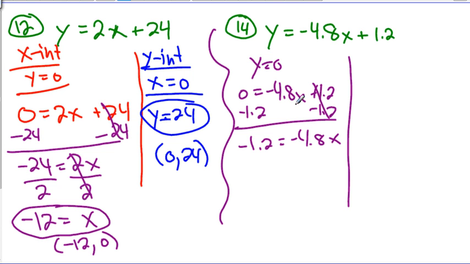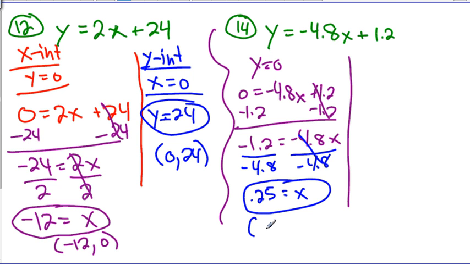Okay, now I'm going to get x by itself. I'm going to undo multiplication by division. Negative 4.8 being divided on both sides. Those cancel out, and that ends up being 1/4, or I'll write it as a decimal, 0.25. So this intercept is 0.25, 0, and now we're going to let x equal 0, which is our y-intercept, and now that's going to be y equals negative 4.8 times 0, so y equals 1.2.